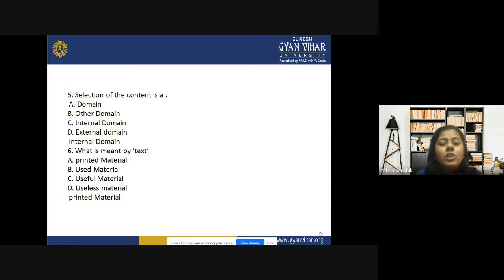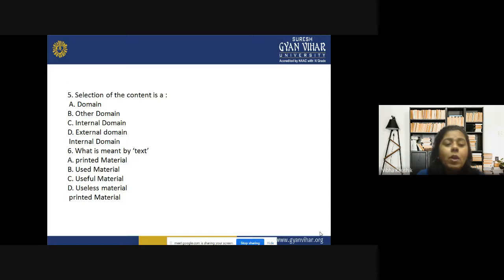Now selection of the content is A, domain, B, other domain, C, internal domain, or D, external domain. Now these are the options and you have to select the correct one, and the correct one will be option C, that is internal domain.